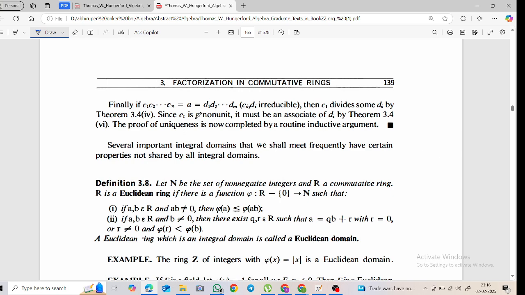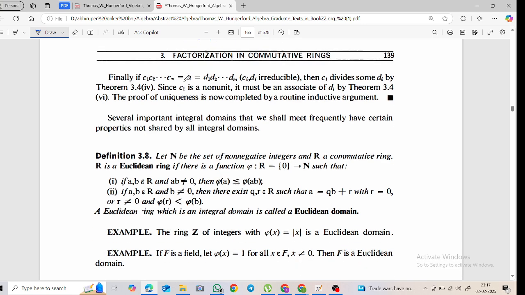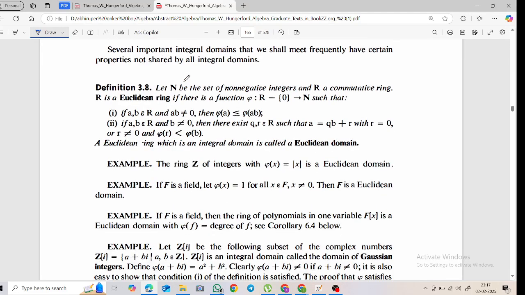So this was like ED or PID. We have shown that PID, principal ideal domain, is basically UFD, unique factorization domain. So PID is UFD. But we will soon define a structure called a Euclidean domain, ED, and we will show that ED implies PID implies UFD. So what is an ED? ED is a Euclidean domain.